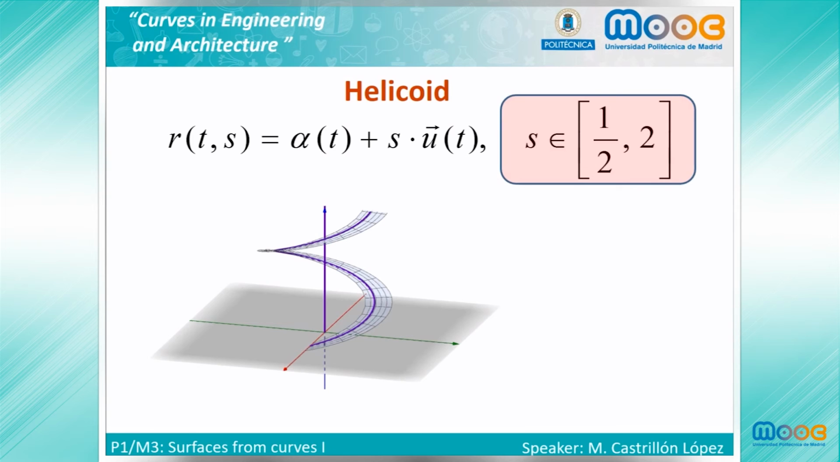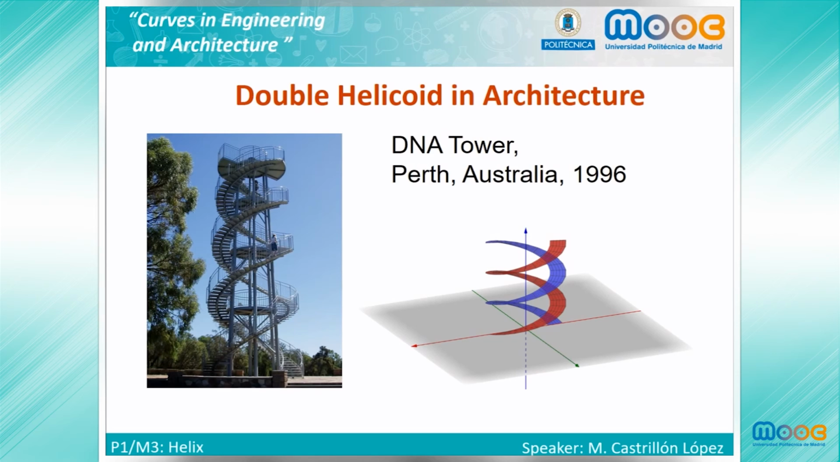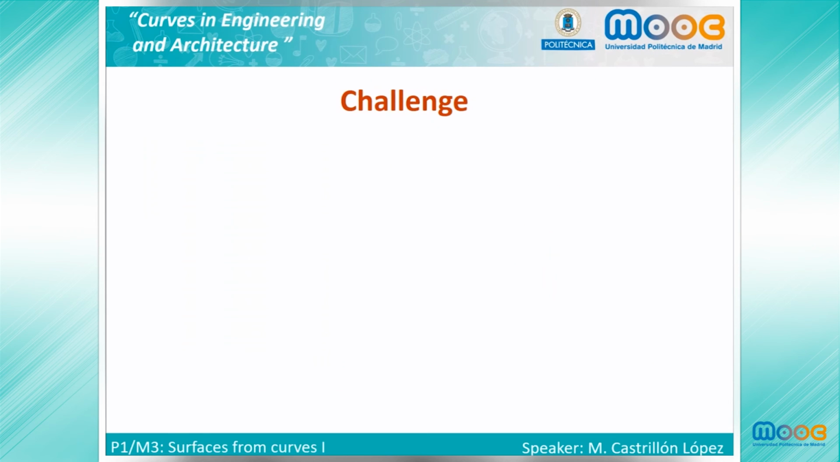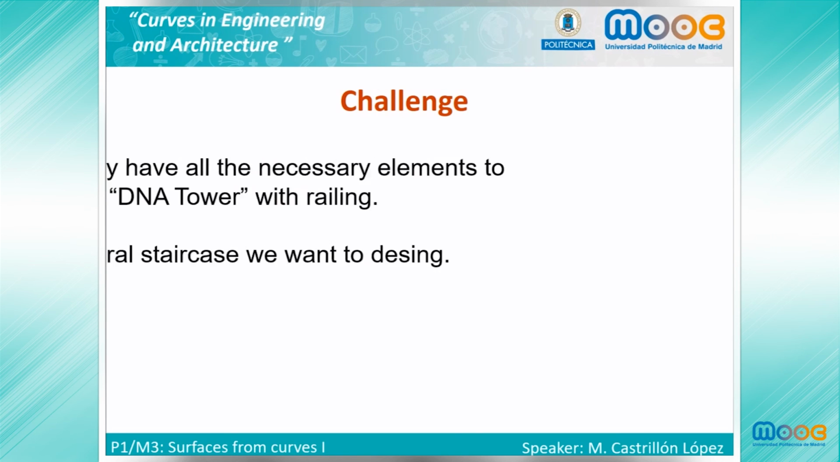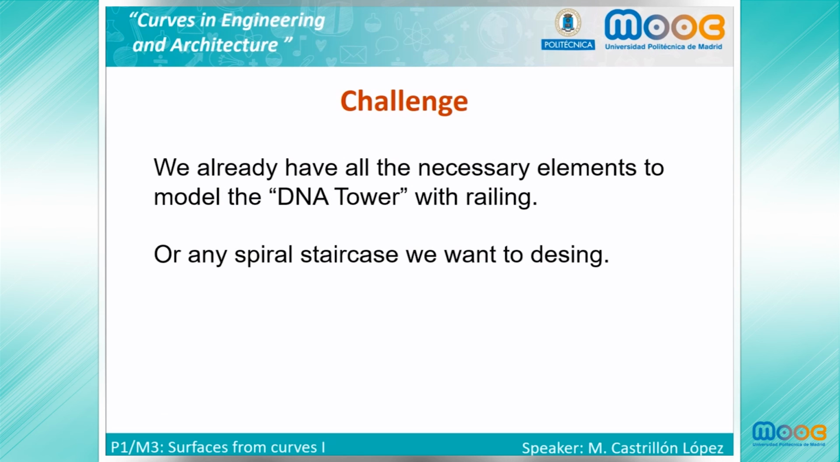We can also model a different spiral staircase by considering the parameter s from 1/2 to 2. And with the previous parametrization we can model the DNA tower in Perth, Australia, a double spiral staircase. Actually, not only the DNA tower, now we have the necessary elements to model any spiral staircase we want to design.